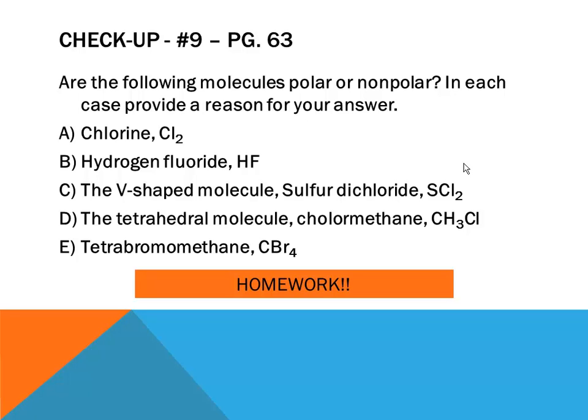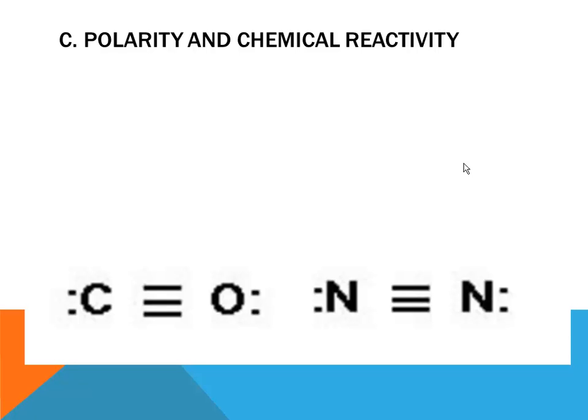Alright. Quick checkup for your homework assignment. You are to determine if each substance is polar or nonpolar, and you need to justify your reasoning. A, you have the chlorine molecule. B, hydrogen fluoride. C, the V-shaped or bent sulfur dichloride. D, the tetrahedral molecule chloromethane, CH3Cl, and the tetrabromomethane, CBr4.